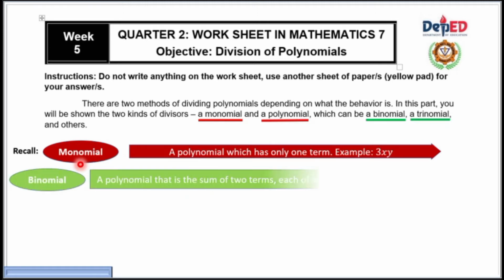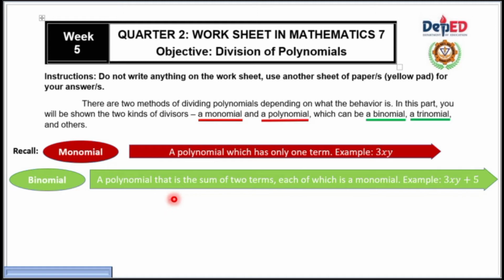Next is binomial, a polynomial that is the sum of two terms, each of which is a monomial. Kada usa ka term is a monomial. For example, 3xy plus 5. Again, remember, the sum of two terms. So it could be 3xy plus negative 5. Basta ang operations is either plus or minus.